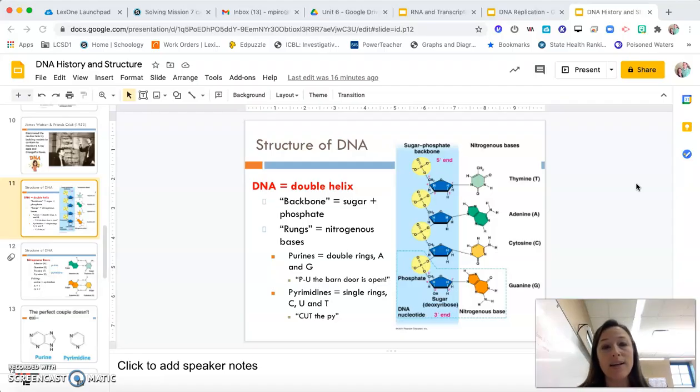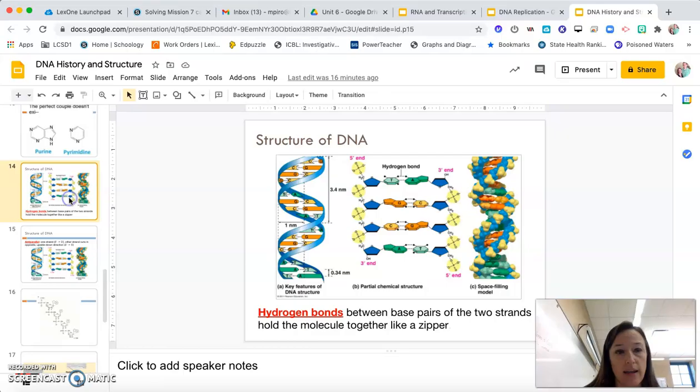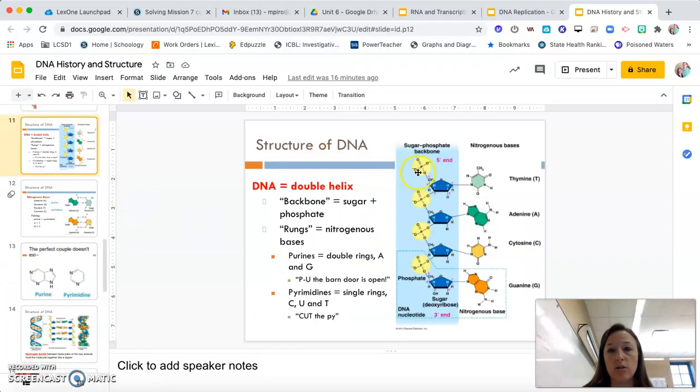All right, so what is the structure of DNA? Well, first of all, it is a double helix. Here's a good picture of that right there. So it's kind of like a twisted ladder. And these blue ribbons running up the sides and down the sides are these sugar phosphate backbones.